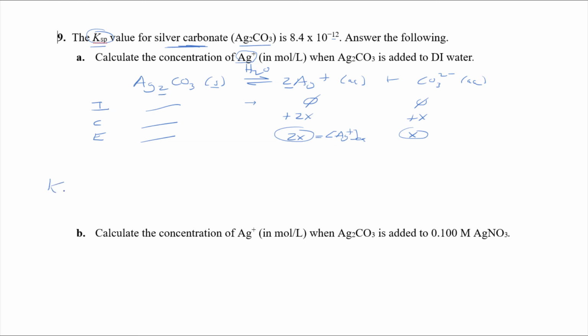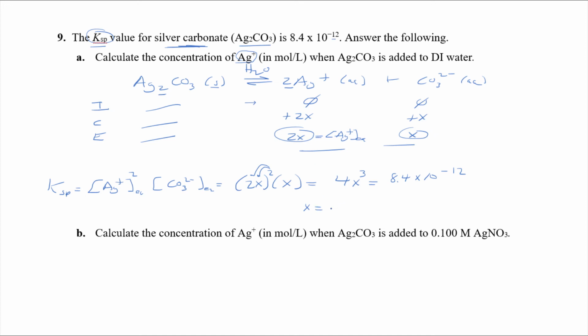Let's go ahead and write out Ksp. Ksp is going to be equal to the silver ion concentration at equilibrium squared times the concentration of the carbonate ion at equilibrium. I can crank this out from my values from my ICE table. I'm going to get 2x for the silver, squared, times x for the carbonate. And that's going to give me what? Don't forget to distribute the square to both, right? So it's going to be 4x cubed, and that's going to equal the number 8.4 times 10 to the -12. That's good.